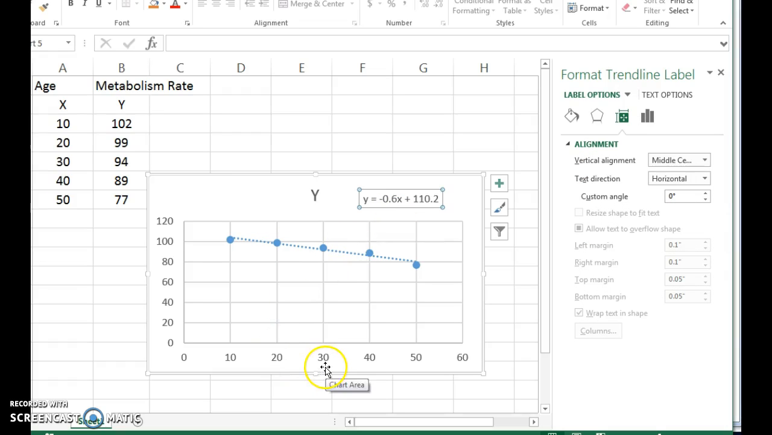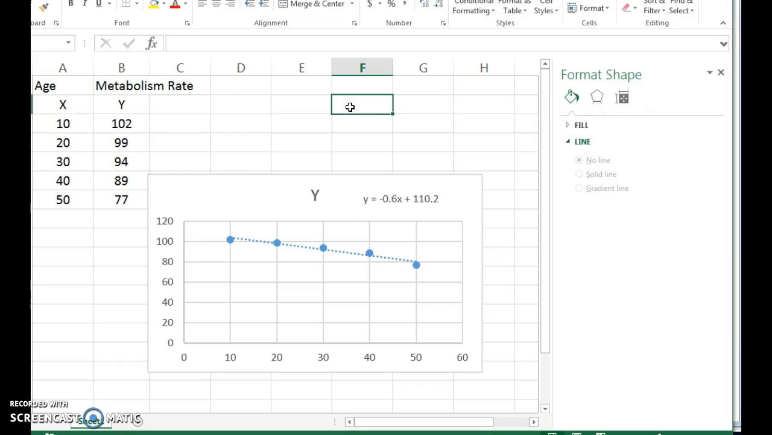So pick any age you want. I'll pick the age 35. What would the estimated metabolism rate for someone who's 35 years old be? Well, based off that line, we just need to enter 35 into the equation for X. So negative 0.6 times X, which is their age. So I'm going to enter 35 and then add 110.2. And so for someone who's 35, we would estimate their metabolism is 89.2.